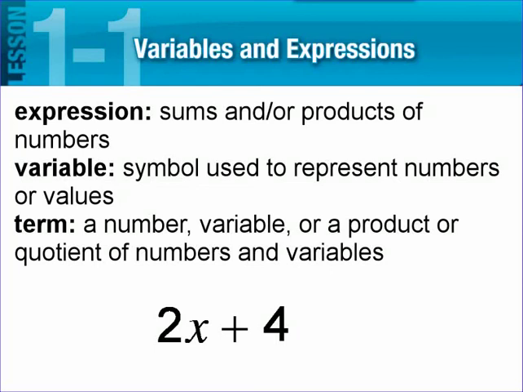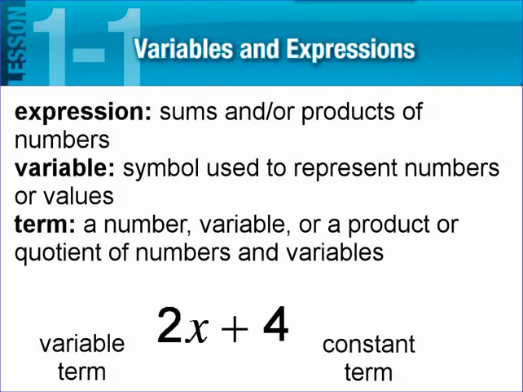So we have a term here listed below. Now each of these terms has a specific part. This 2x is called the variable term. Why? Because it's got a variable. Okay, this 4, does anybody know what term that's called? That's called the constant term because it's a constant. There's no variable there. Variable term, constant term.